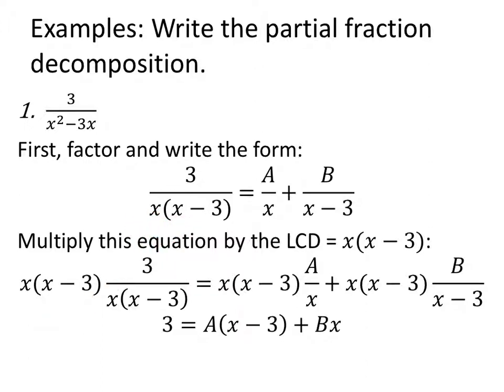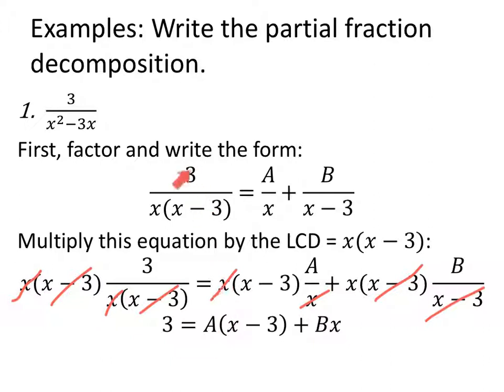And when I multiply on the left, both my x and my x minus 3 cancel, and I'm left with a 3. When I multiply a over x times the denominator, my x's cancel. I'm left with a times x minus 3. And when I multiply b over x minus 3 times x minus 3, my x minus 3's cancel, and I'm left with b times x.